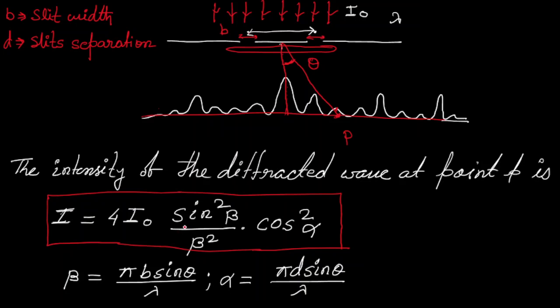And then you can compare with the single slit diffraction pattern and the intensity interference pattern associated with 2-point source with this intensity pattern. If you compare this intensity pattern with the single slit diffraction pattern and the two-point source interference pattern, you can say that the first term, sine square beta divided by beta square, represents the diffraction pattern associated with a single slit, whereas the remaining term, 4 I naught into cos square alpha, represents the interference pattern associated with 2-point source.